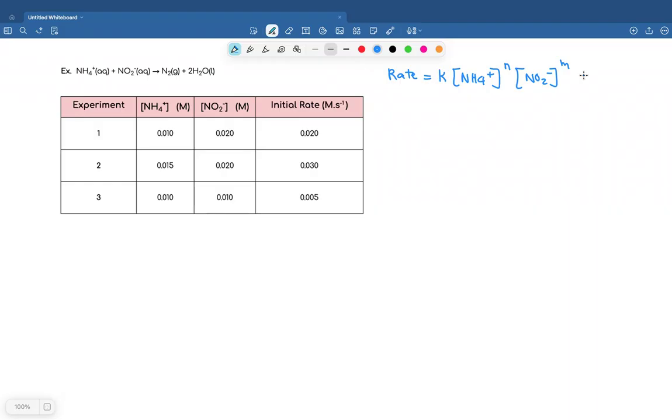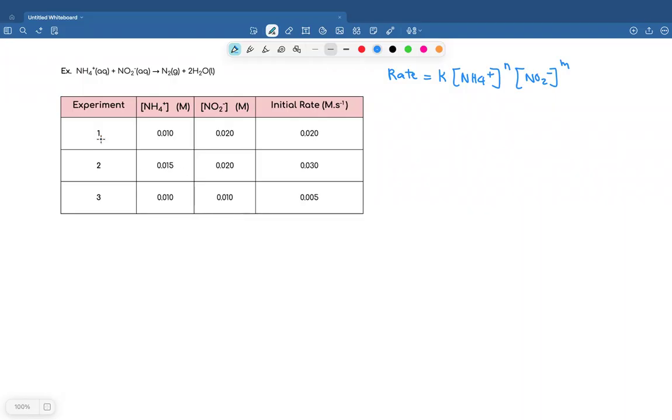For doing that, we have to have a strategy to use this table. The strategy is to find the order of reaction for only one of the reactants first. Once you're done with that reactant, you can move on and find the order of the reaction for the second reactant. For that, we have to look for 2 experiments in which, for example, one of these reactants has a constant concentration.